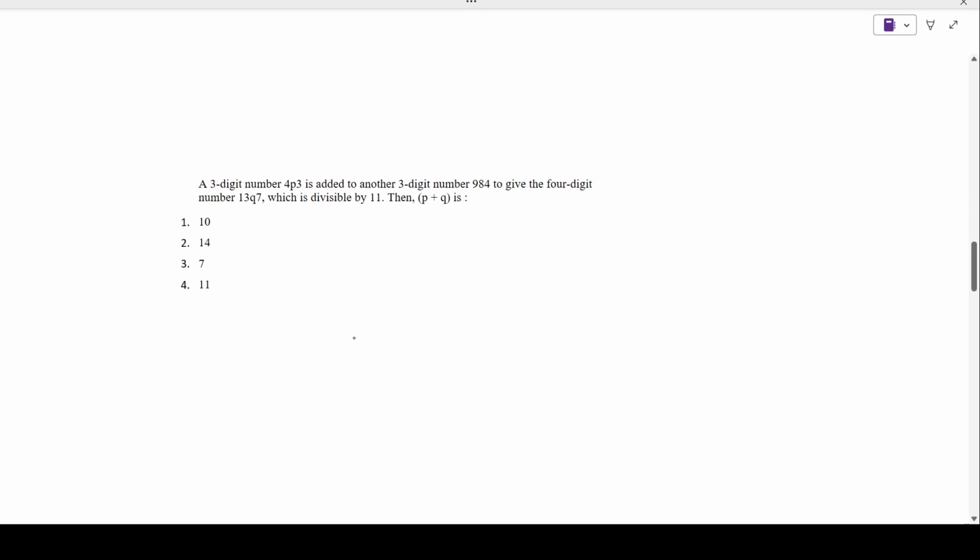So the next question we have here is a 3-digit number 4p3 is added to another 3-digit number 984. Adding this we get 1, 3, 2, 7. Now we have to find the value of p plus q.